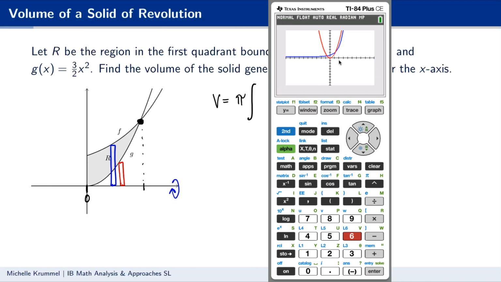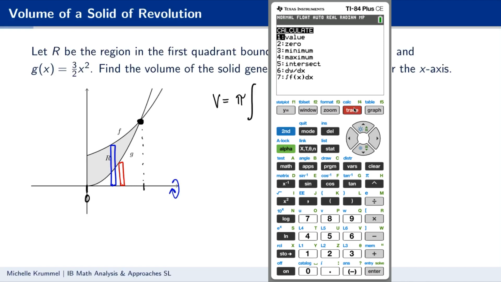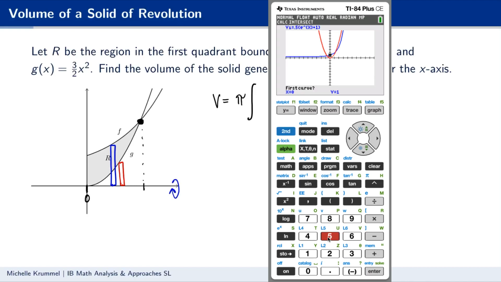right about here. And so we're just going to go ahead and go into second calc. Number 5 is intersect. And then I'm going to move my cursor so I'm closer to this point of intersection than the other one, and I'm going to hit enter 3 times. Enter, enter, enter. And so I have the point of intersection 1.200 and 2.160. So let's go back and label that on our graph.